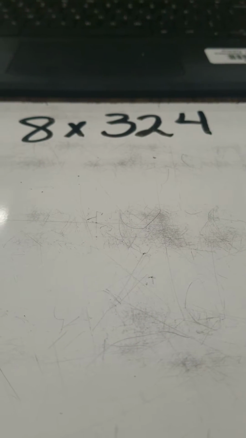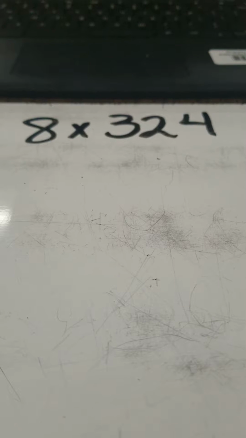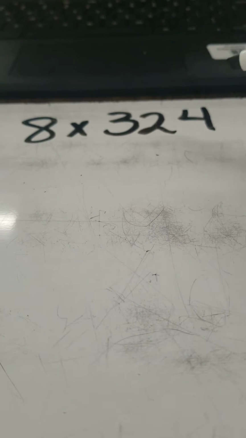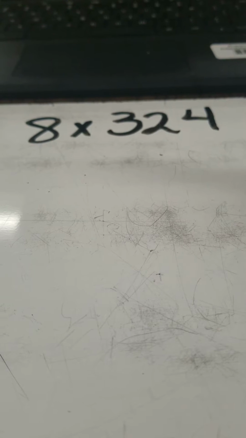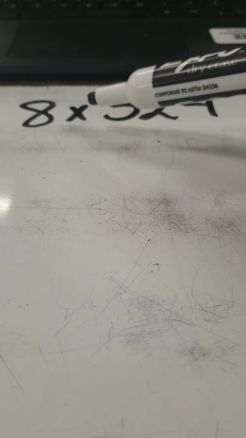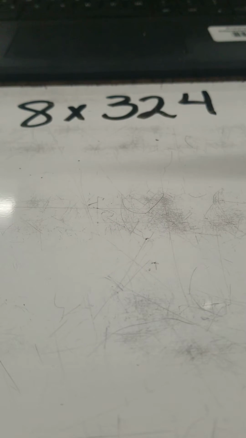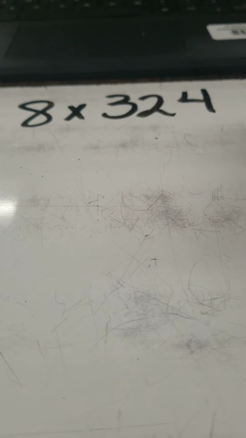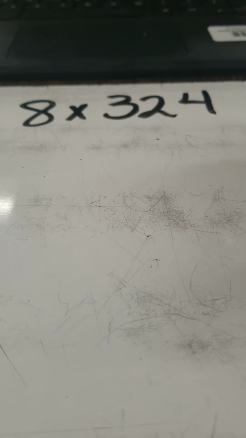This video is going to be a tutorial for a multiplication of a 1-digit factor by a 2, 3, or 4-digit factor. For my example problem that I'm going to start with, we have a 1-digit factor of 8 multiplied by a 3-digit factor of 324. Now for this, we are going to use an area model.